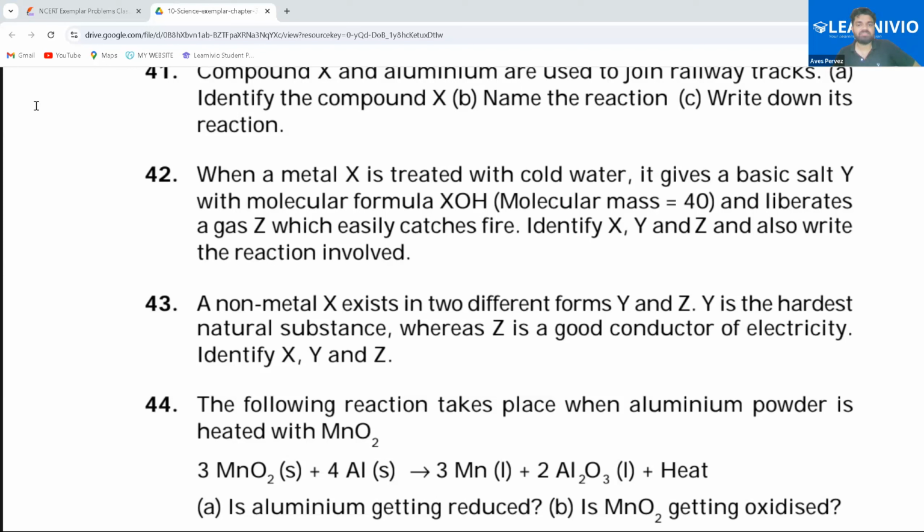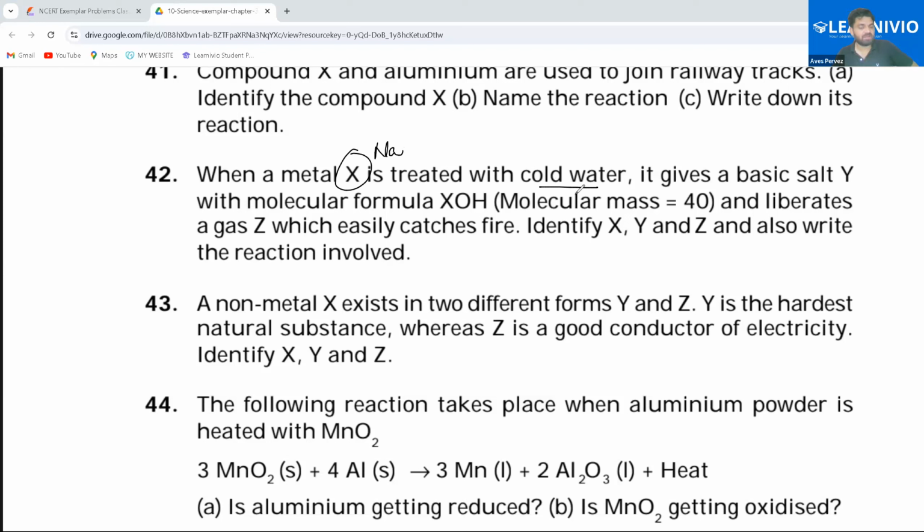When metal X is treated with cold water, it gives a basic compound Y with formula XOH. So what is X? Sir, magnesium. No, sir, calcium. Sodium. Yes, it is sodium.